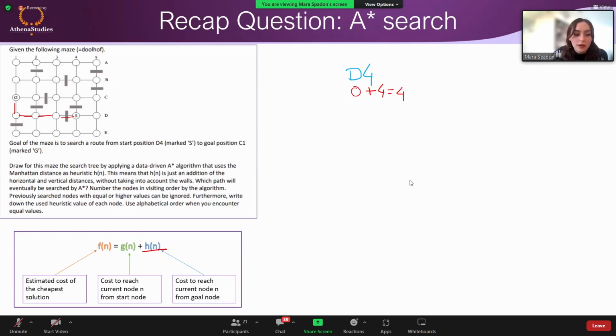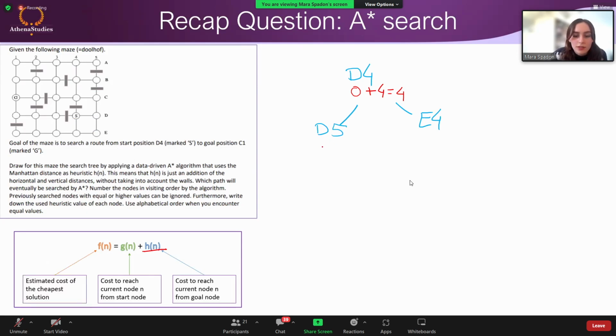Okay, so from D4, where can we go if we look at our maze? You can go to... the one down? Yes, so that would be E4, right? That is right there. Okay, good. So we can go to either E4, or we can go to? D5. Yes, D5, indeed. Okay, so let's calculate the heuristic values for these.